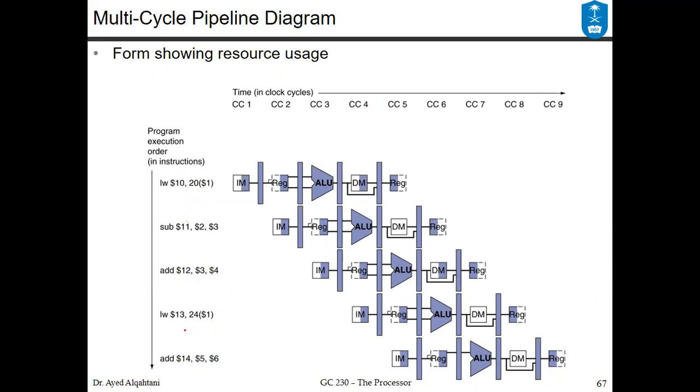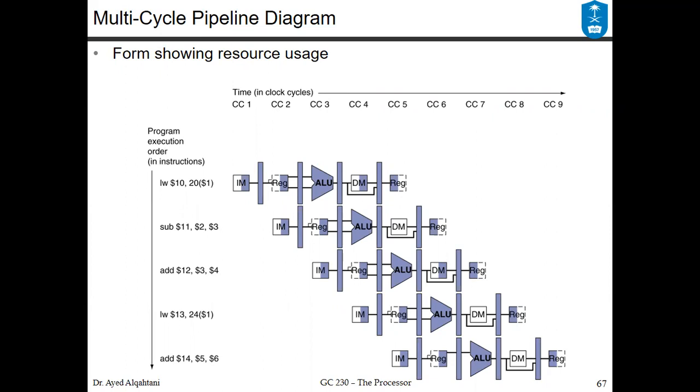So we don't have a RAW hazard. Since we don't have a branch, we don't have a control hazard. So we don't have to worry about any hazard problems. And the multi-cycle pipeline would be like this.